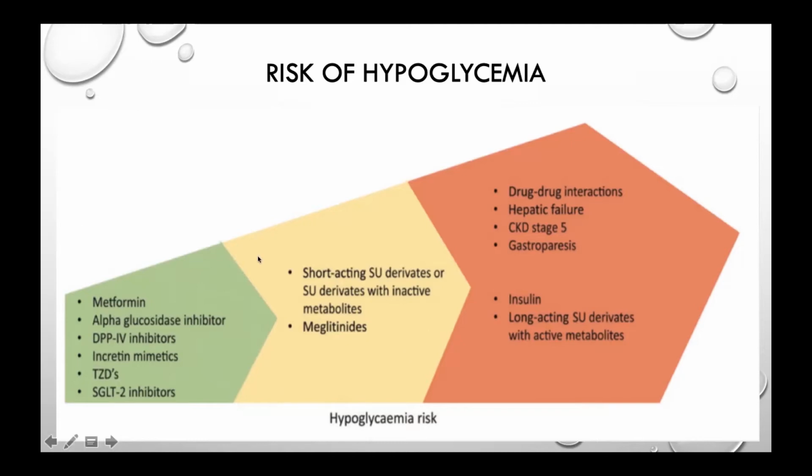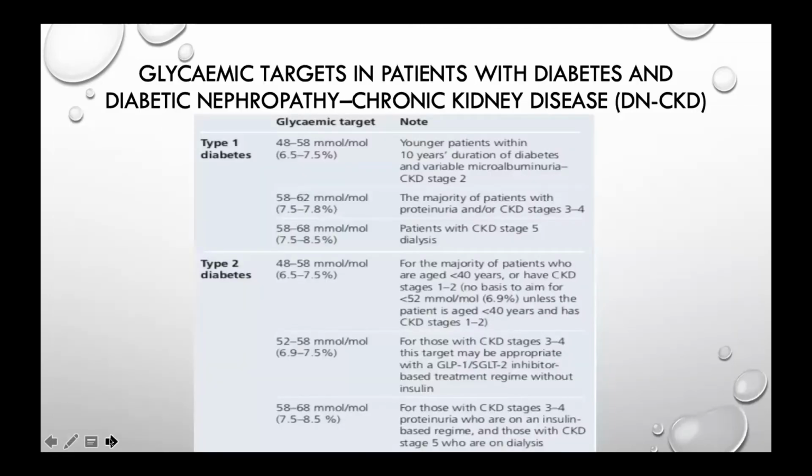But the wonder drugs that would be very low risk of hypoglycemia would be metformin, alpha-glucosidase inhibitors, DPP-4 inhibitors, including vildagliptin, thiazolidinediones, and SGLT2 inhibitors. All of them have pitfalls also in the management of glycemia and CKD, but they have a lot of pleiotropic benefits also that I'll be taking you through.